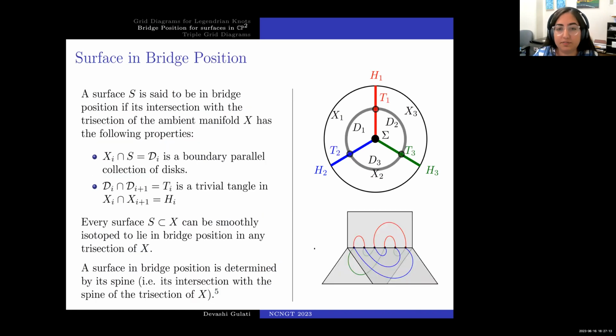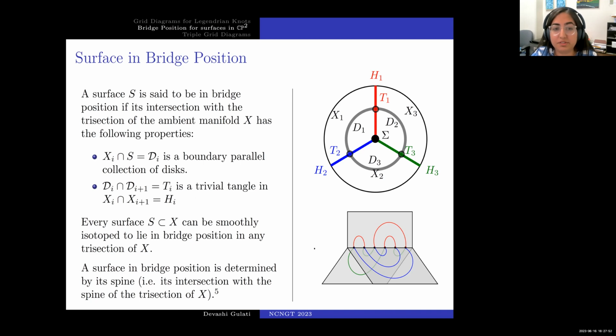Now let's talk about a surface. A surface in bridge position is a surface that has been smoothly isotoped so as to sit nicely with respect to a trisection. A surface is said to be in bridge position if the intersection with the ambient manifold has the following properties. First, in the sectors, we have a boundary parallel collection of disks, and these intersect to give us a trivial tangle in the handlebodies. Every surface can be smoothly isotoped to lie in bridge position in any trisection of the ambient manifold.